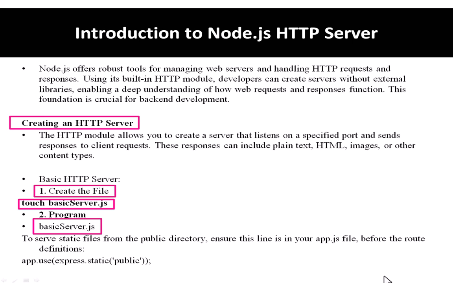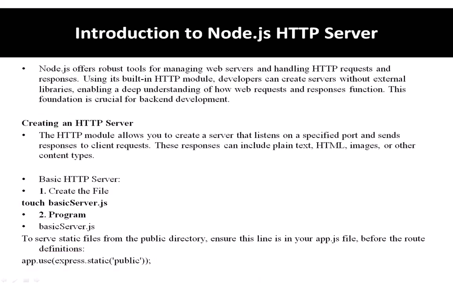So you need to include the basic app.use, like a header file. So app.use(express.static, then public). Basically we have public, private and protected, and whatever the file you are going to serve, that particular file should be in public. So next, here we have a program.